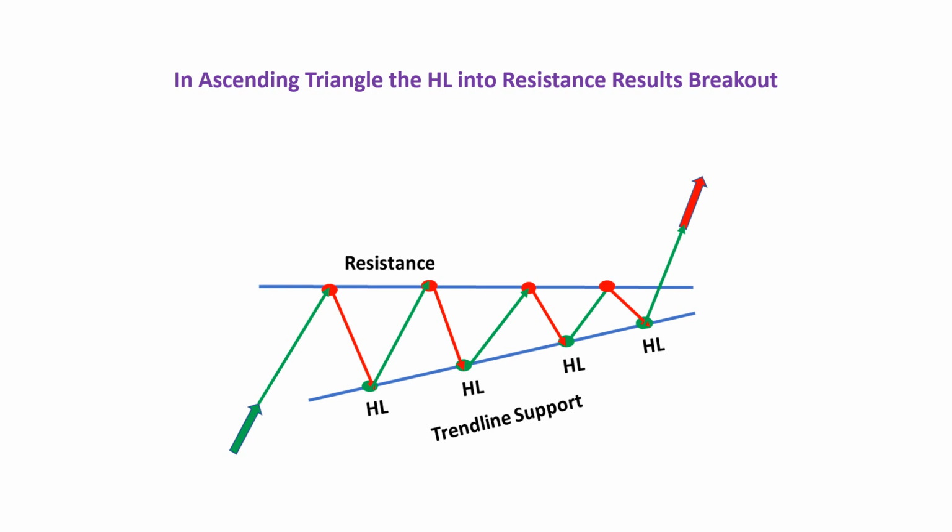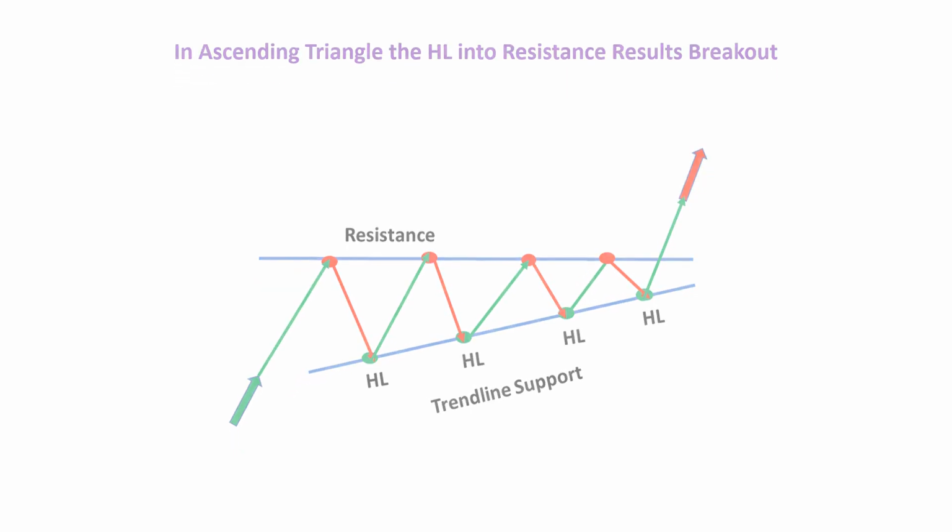Price fluctuates between these two lines, with the horizontal resistance line and the ascending trend line being touched at least twice to be valid. The more touches these lines receive, the more reliable the pattern becomes. As the pattern develops, volume often decreases, suggesting diminishing selling pressure. The breakout usually occurs to the upside. A breakout above the resistance line is considered a signal for potential long trades, anticipating a continuation of the uptrend.